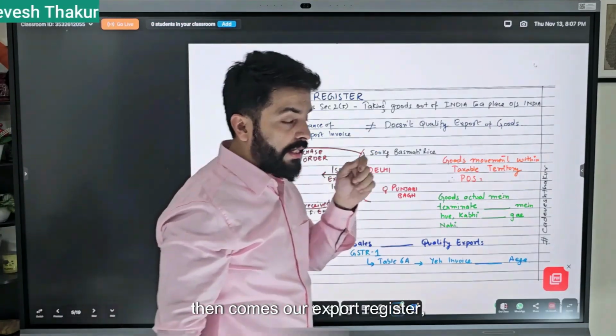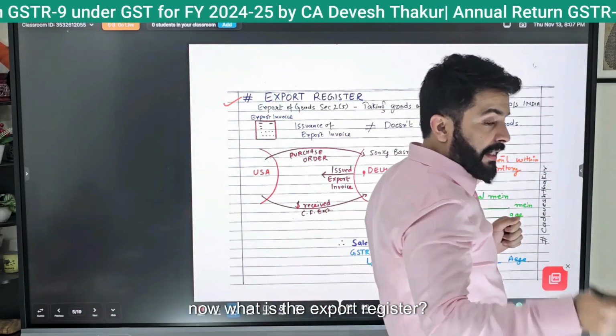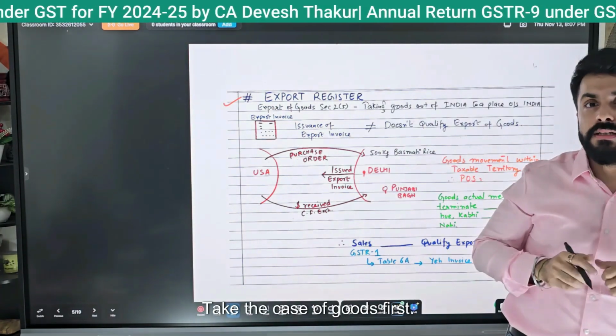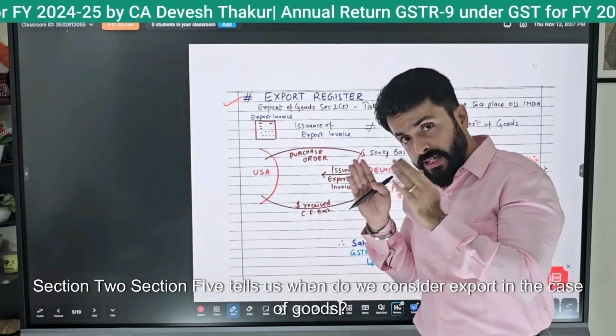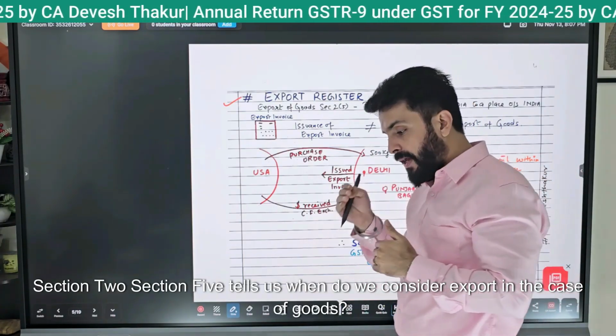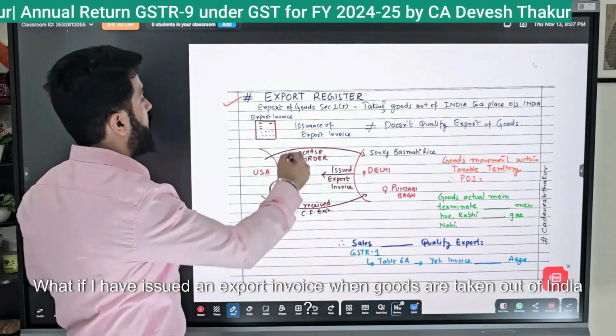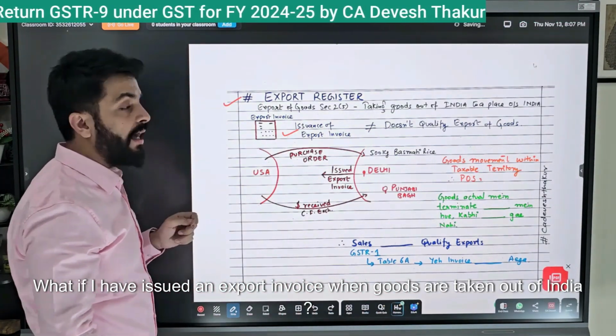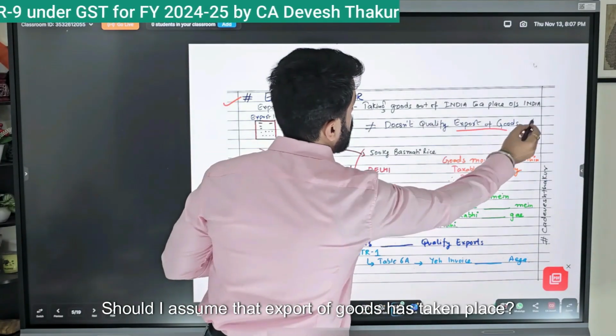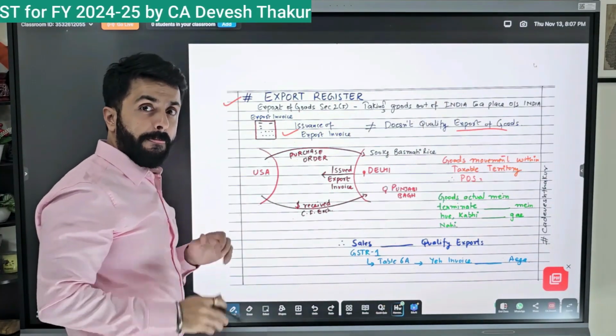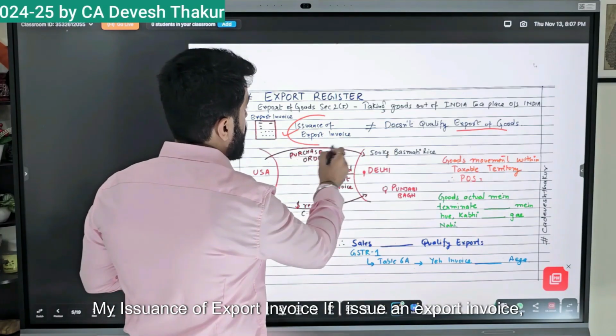Then comes our export register. Now what is the export register? Take the case of goods first. Section 2 and Section 5 tell us when we consider export in the case of goods. What if I have issued an export invoice when goods are taken out of India? Should I assume that export of goods has taken place? My issuance of an export invoice.